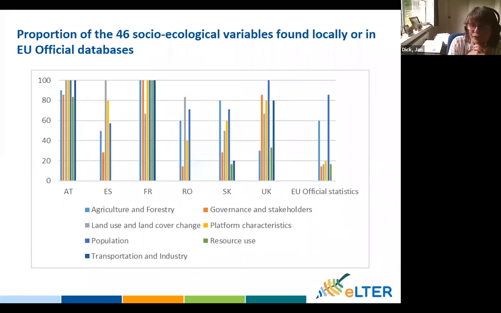The Austrians and the French could deliver the most. You see that they have several categories up to 100%, but many of the other platforms could not. And some of the platforms were less than 50% for some of the variables. Now, would that be a useful delivery for the eLTER research infrastructure if they could find a source of that information, perhaps using the European official statistics?